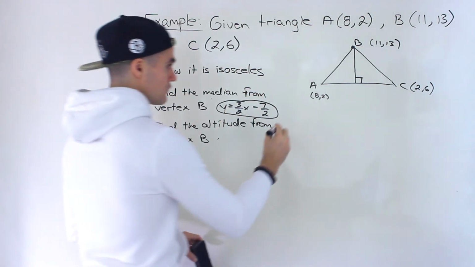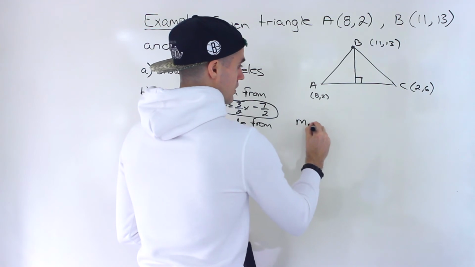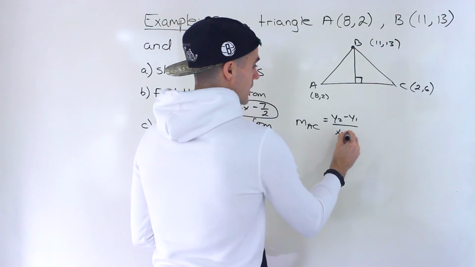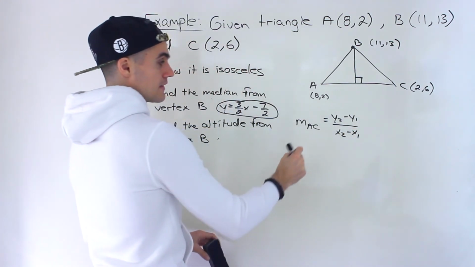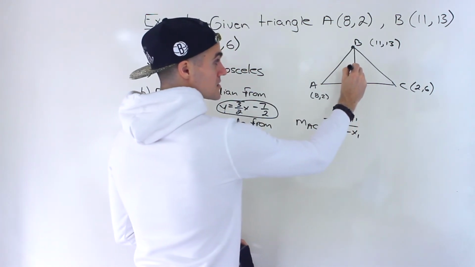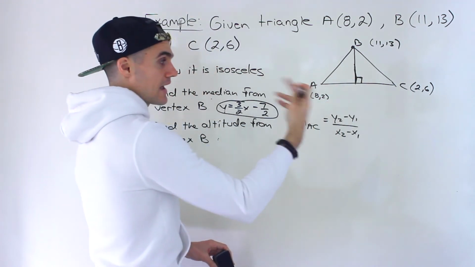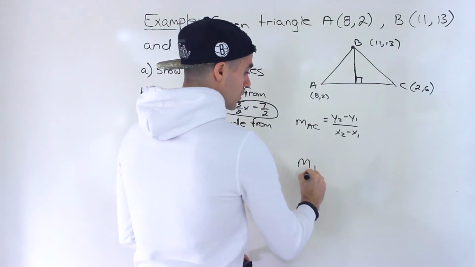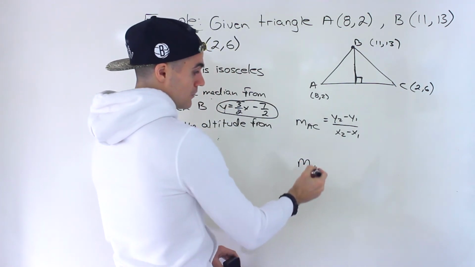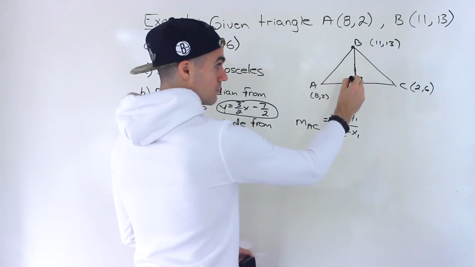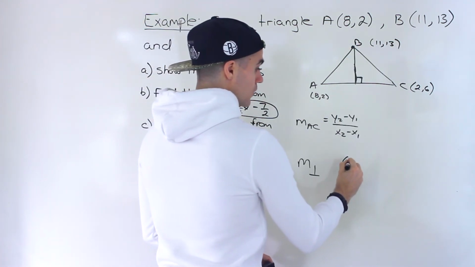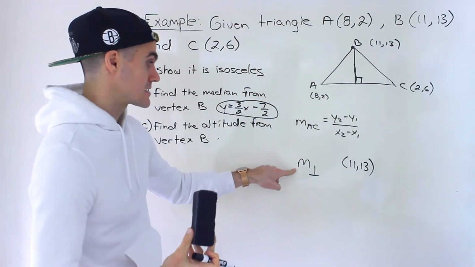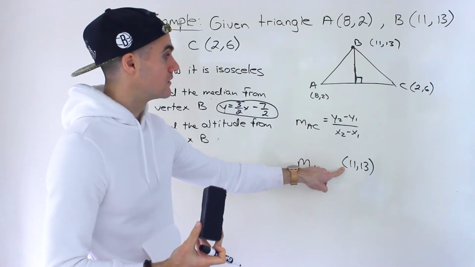So we're first going to find the slope of AC, and that's going to be with the formula y2 minus y1 over x2 minus x1. So that's going to be step one. Then once we get that slope, we know what the slope of the altitude is going to be. It's going to be the negative reciprocal, or the perpendicular slope. So we're going to take that slope, find the perpendicular slope, and then we're going to have that slope and the coordinate 11 and 13, and then we could find the equation of the line that has that slope and goes through that coordinate.